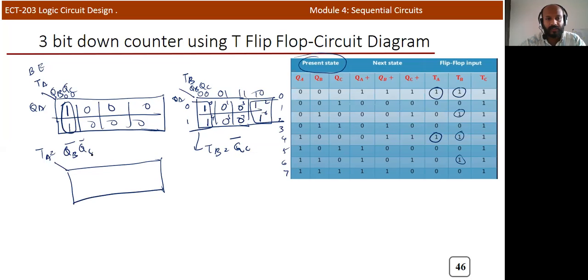TC also. So QA, QB and QC. If you write it, you can see all values are 1. So 1, 1, 1, 1, 1, 1, 1. So you can make a group of 8, which is equal to 1. Means your TC should be equal to 1. So we got the Boolean expressions.